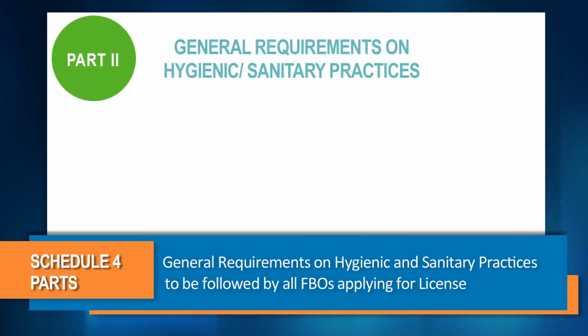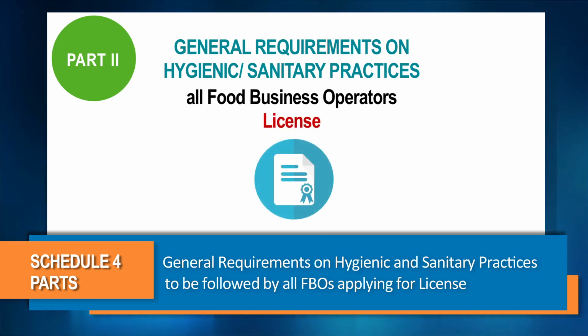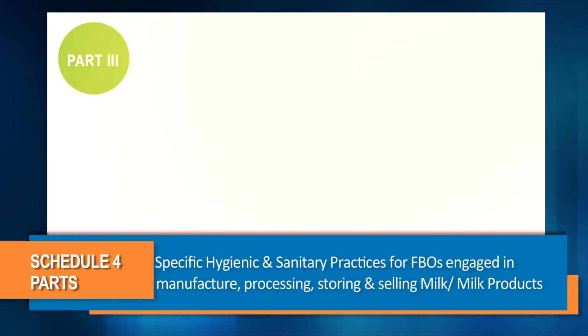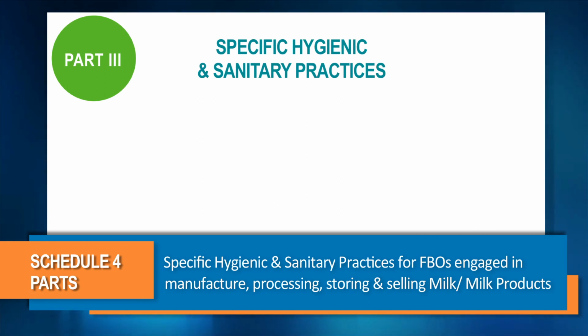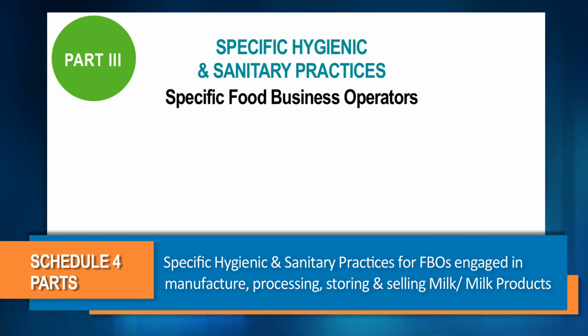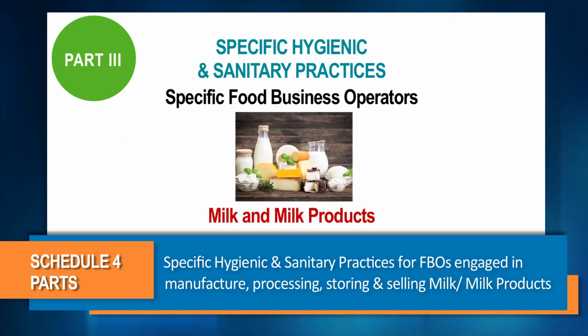Part 2. General requirements on hygienic and sanitary practices to be followed by all food business operators applying for the license. Part 3. Specific hygienic and sanitary practices to be followed by food business operators engaged in manufacture, processing, storing, and selling of milk and milk products.